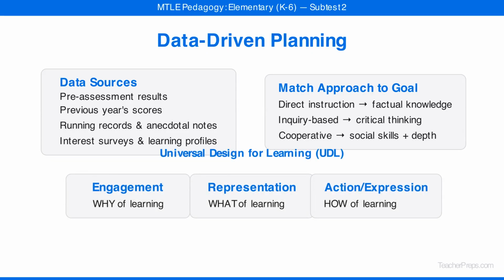Universal Design for Learning, or UDL, is a framework for accommodating varied learners from the start. UDL provides multiple means of engagement, which is the why of learning, multiple means of representation, which is the what of learning, and multiple means of action and expression, which is the how of learning.